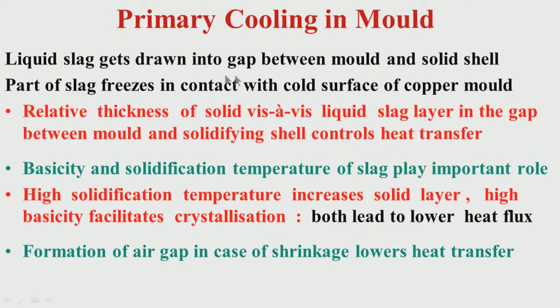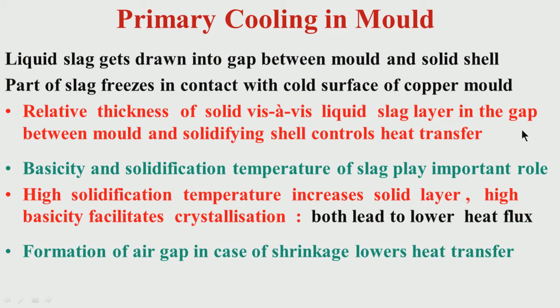As I was telling, in the primary cooling in the mold, the liquid slag is getting drawn into the gap between mold and solid shell because of the mold oscillation. Then part of the slag freezes in contact with the cold surface of the copper mold, as I had shown you in those figures. And this relative thickness of the solid vis-a-vis liquid slag layer in the gap is very important. Part of it is solid, part of it is liquid. What is the relative thickness? That determines the heat transfer.